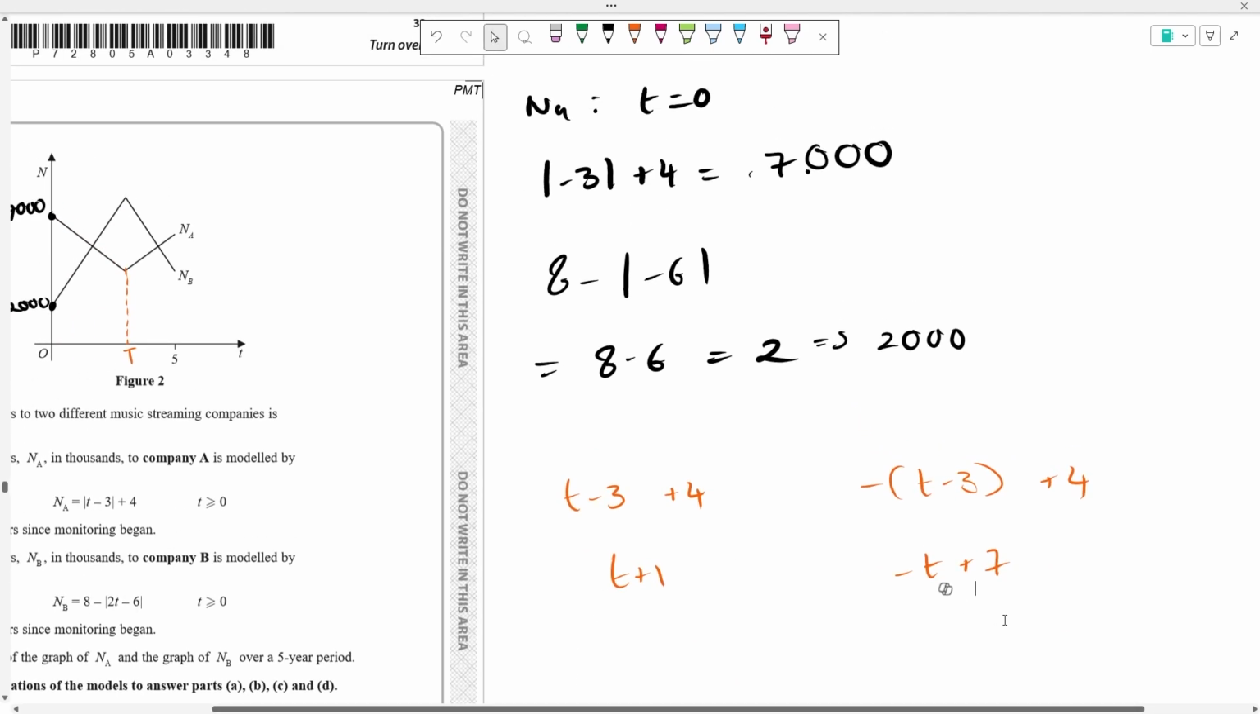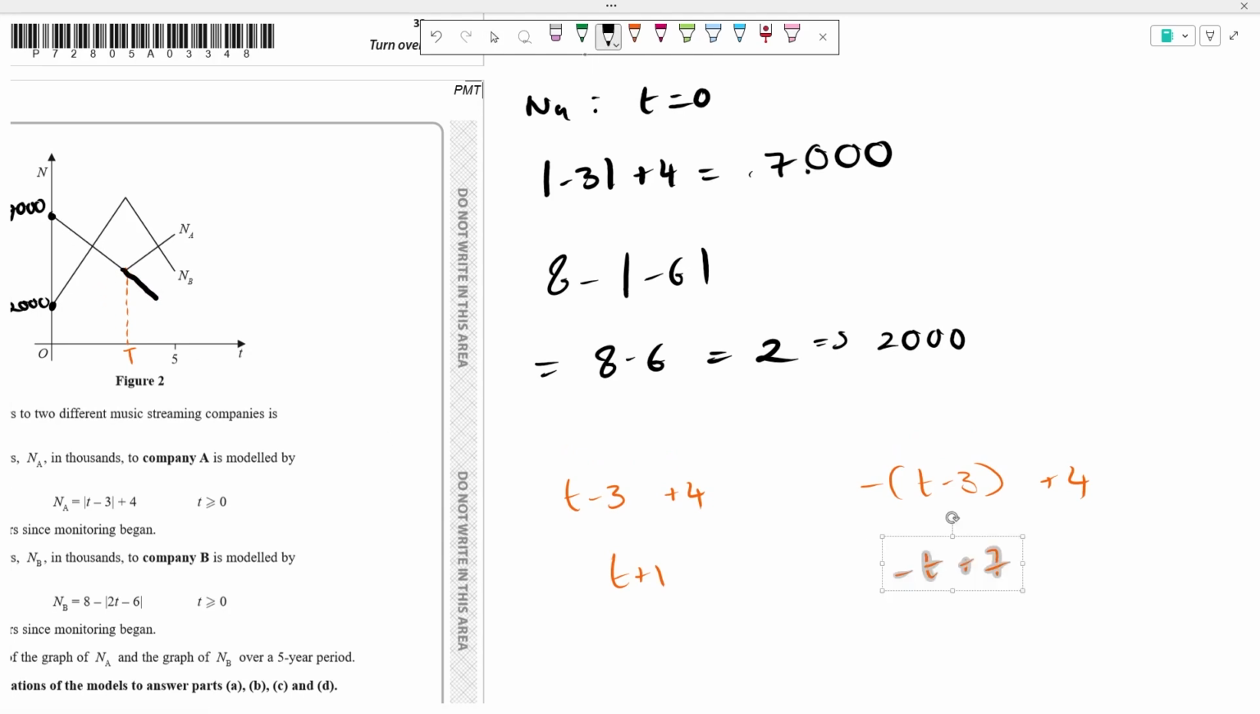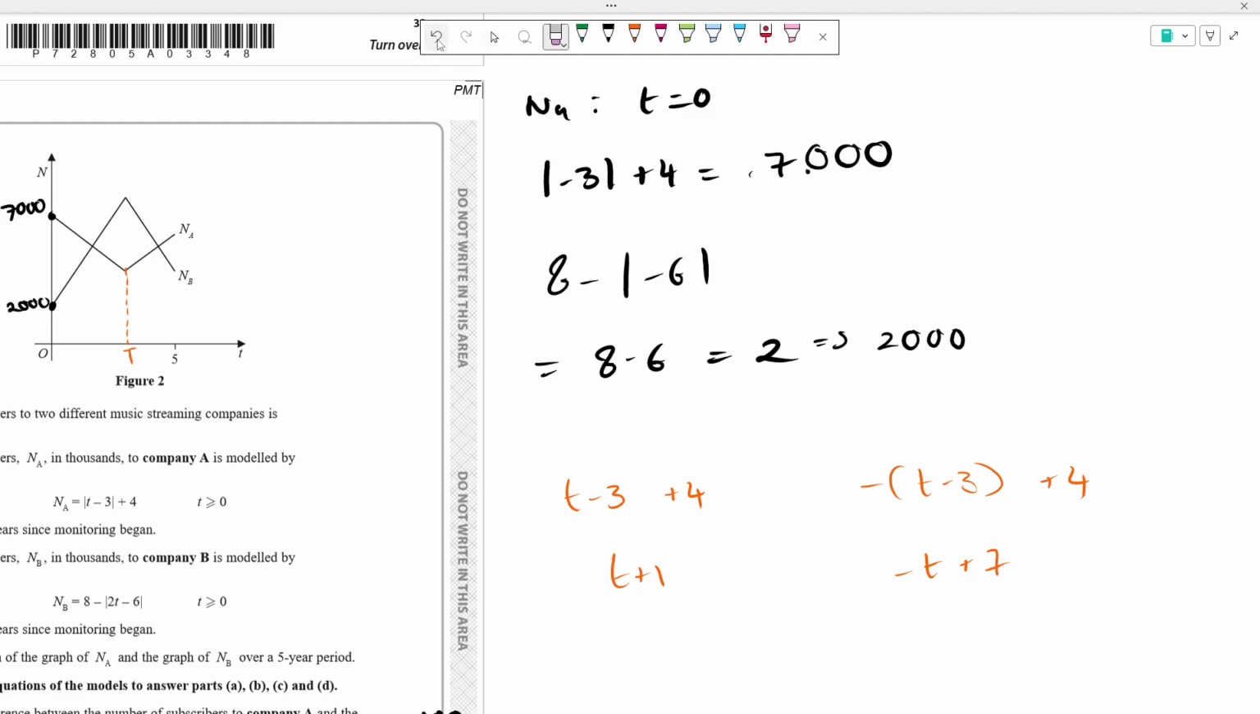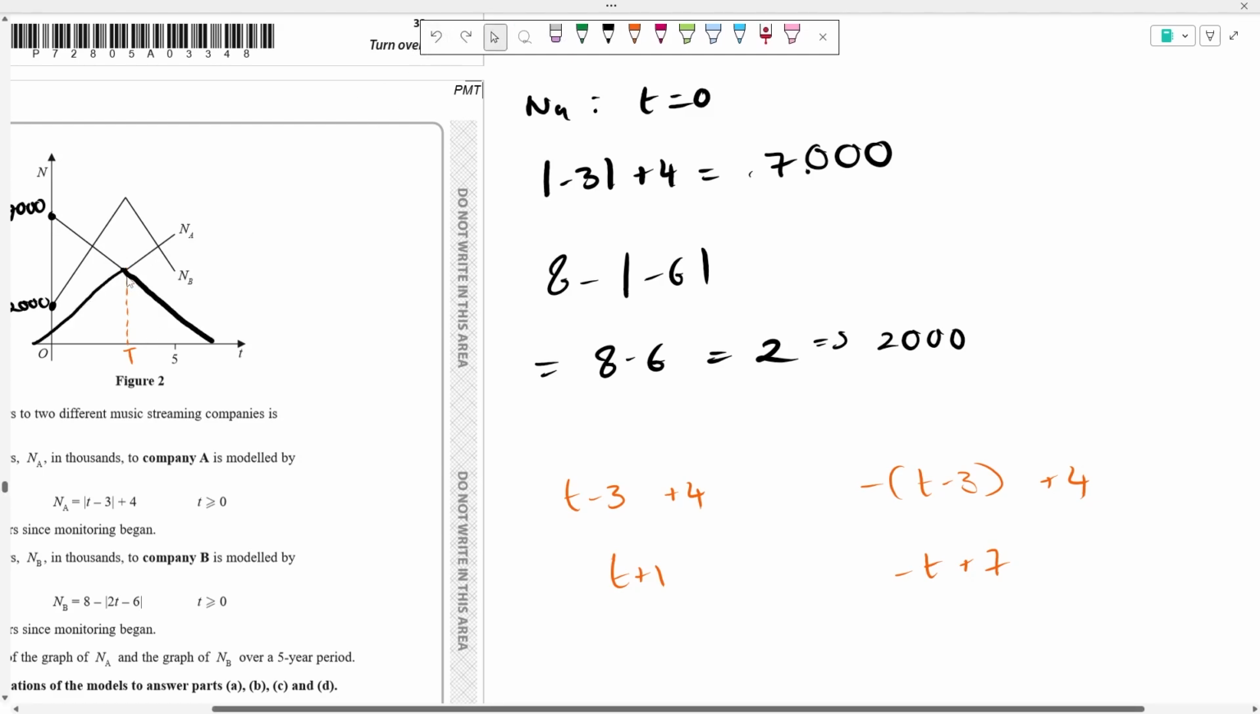Okay, so essentially this linear equation represents this downwards bit here, but it also continues on like so. And then this t plus 1 represents this graph here. And essentially what you're finding out is the intersection between these two linear graphs, which is that point that we've already outlined.